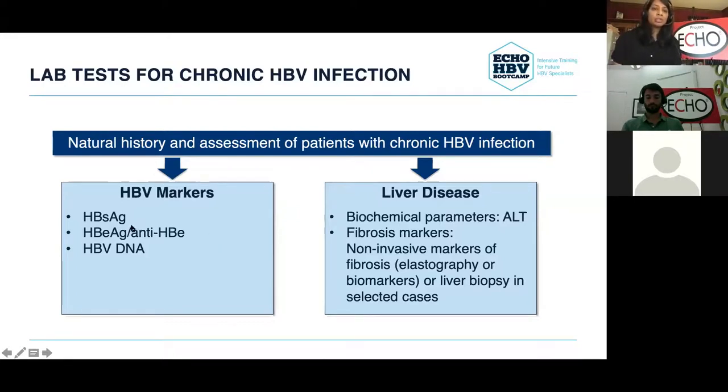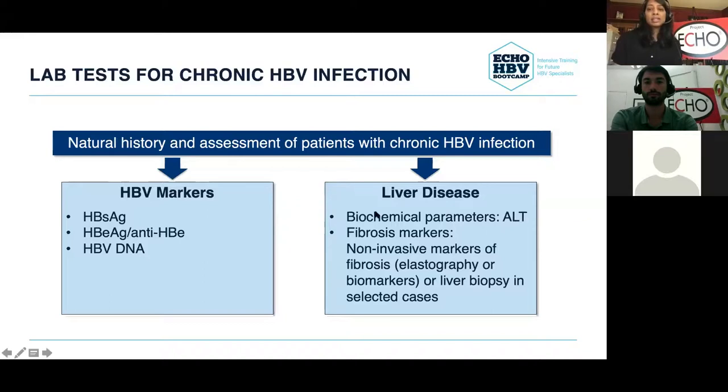So you want to make sure, again, that their surface antigen is positive, and that should trigger getting your hepatitis B E antigen as well as E antibody test sent, as well as your Hep B DNA, PCR, or viral load virus level assessment done.